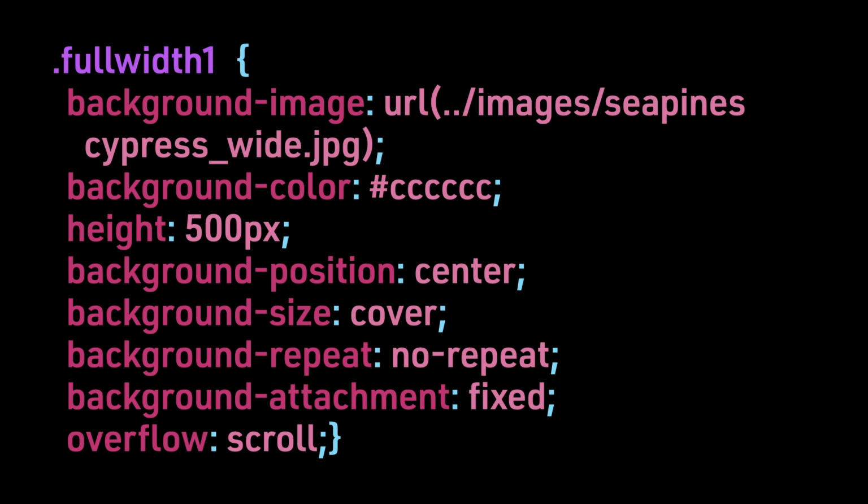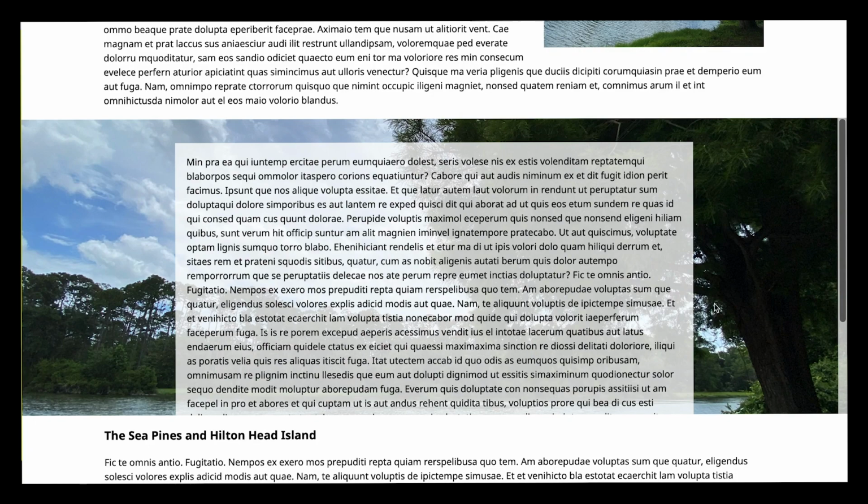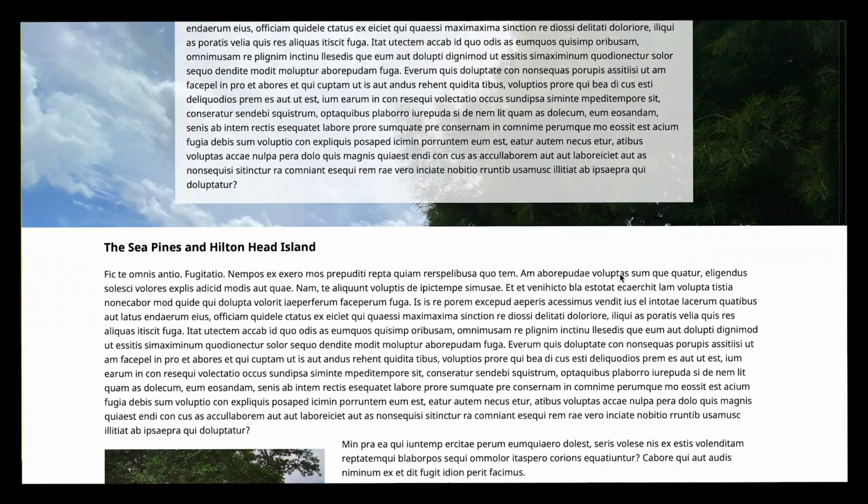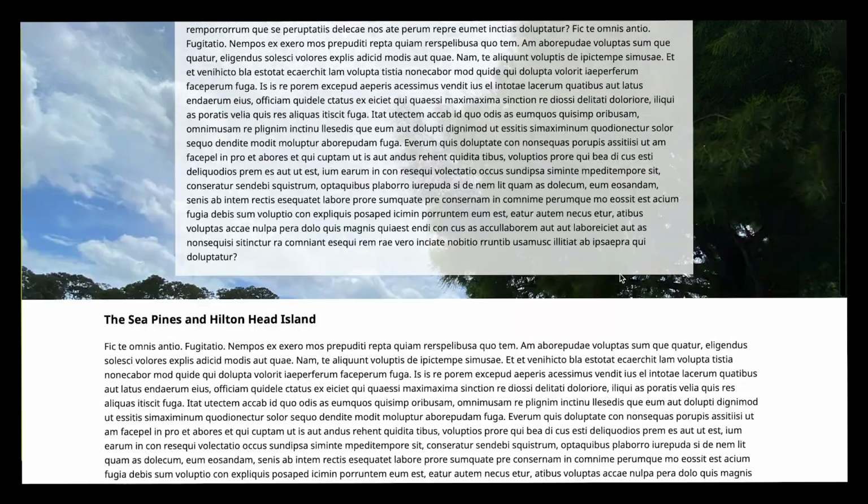We will keep many of the other properties the same from example to example, like the height, background color, background position, background size, and background repeat. You can see that the image stays in place in the background even as we scroll both the full page content and the text element within section 2.